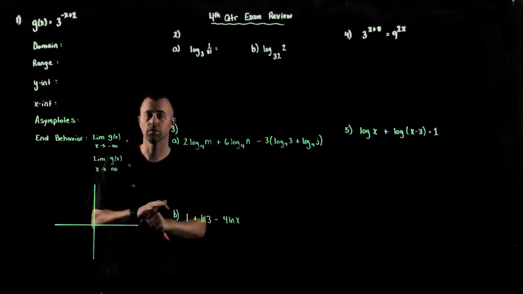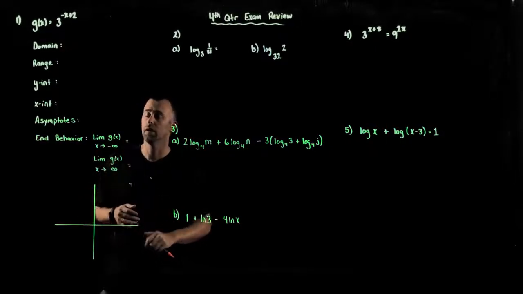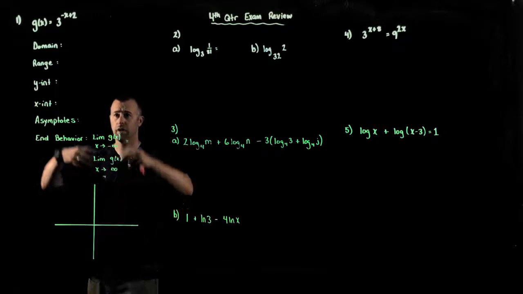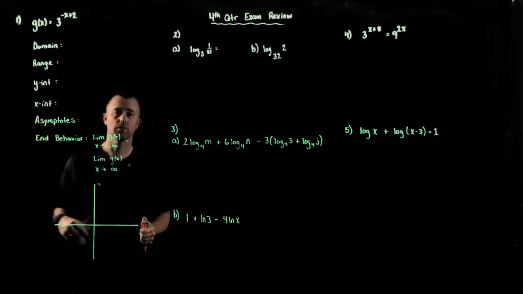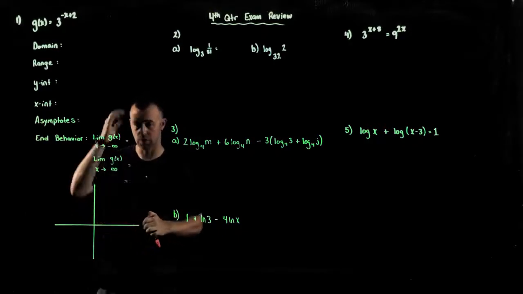All right, guys, let's do this review. Number one is dealing with an exponential function. So here's all the things that we have to find, even with the extra little x-intercept, now that we have those skills to be able to do that.